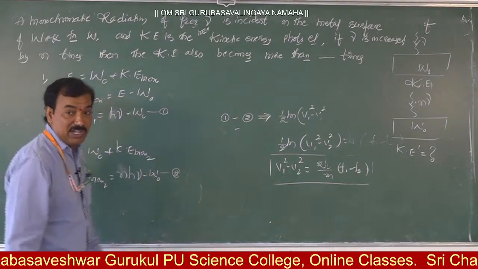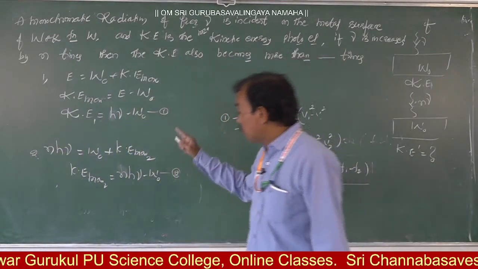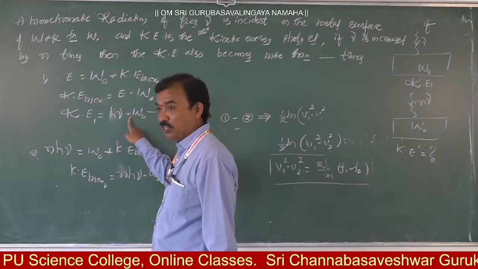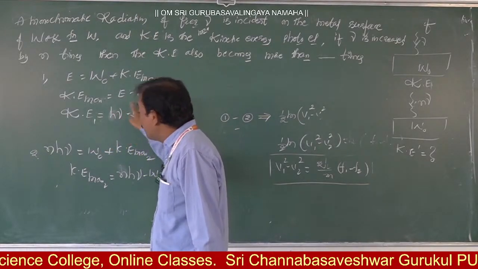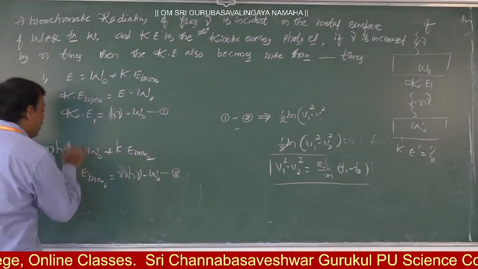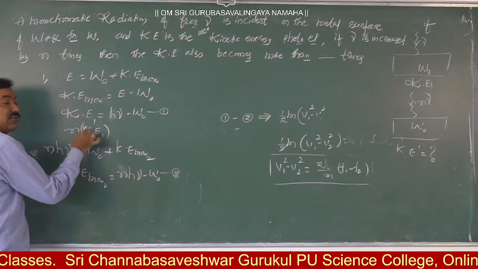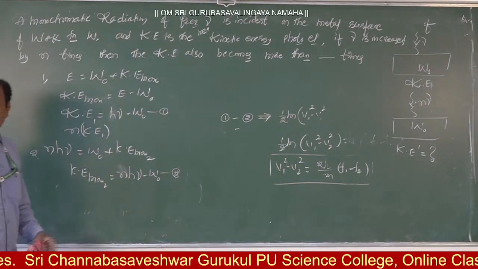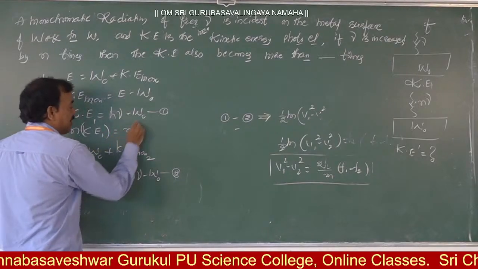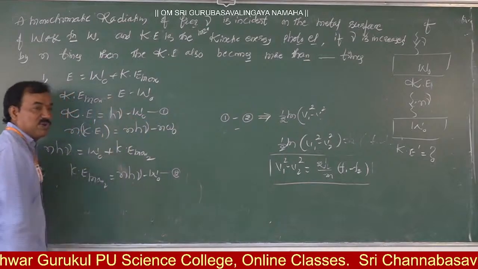Now tell me, what is the relation between equation 1 and equation 2? Equation 1 is Ke maximum 1 equal to h nu minus W naught. Now this equation is multiplied by n only. Suppose Ke1 is equal to K1, so this is equal to n into Ke1, or simply n into K1. So n into Ke1 is equal to n into h nu minus n into W naught. So this is one more equation.